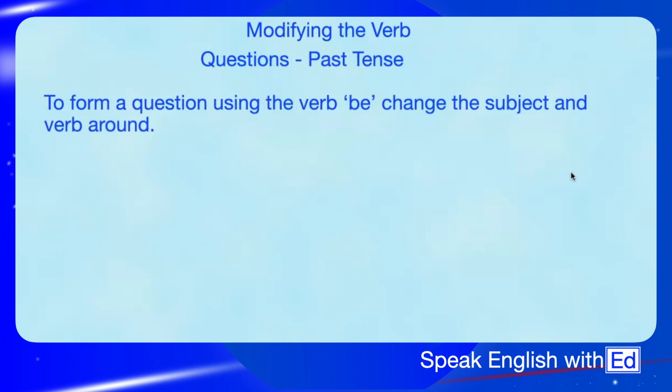Now, if you want to form a question about something that happened in the past, you have to change the verb and the subject around. Reverse them around. Put them in a different place.